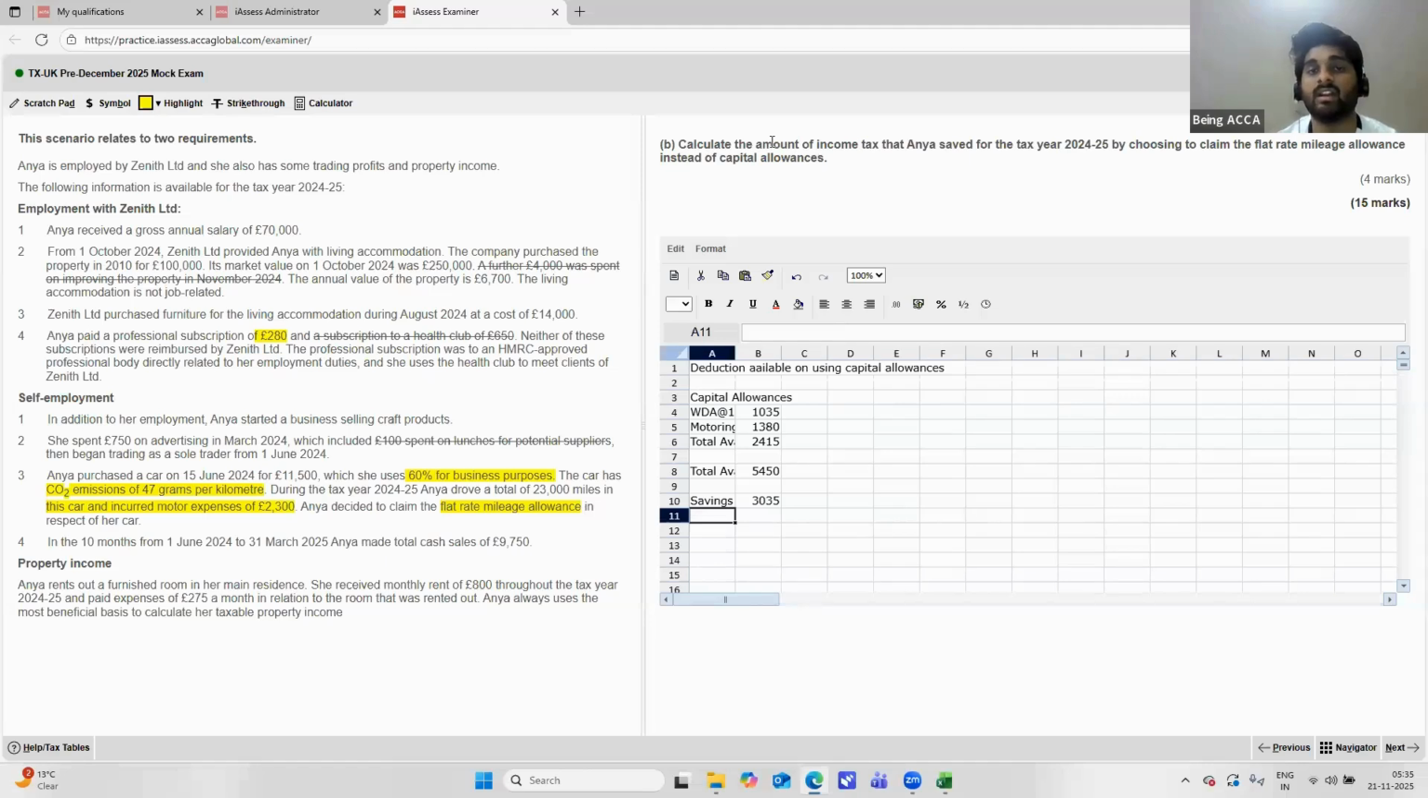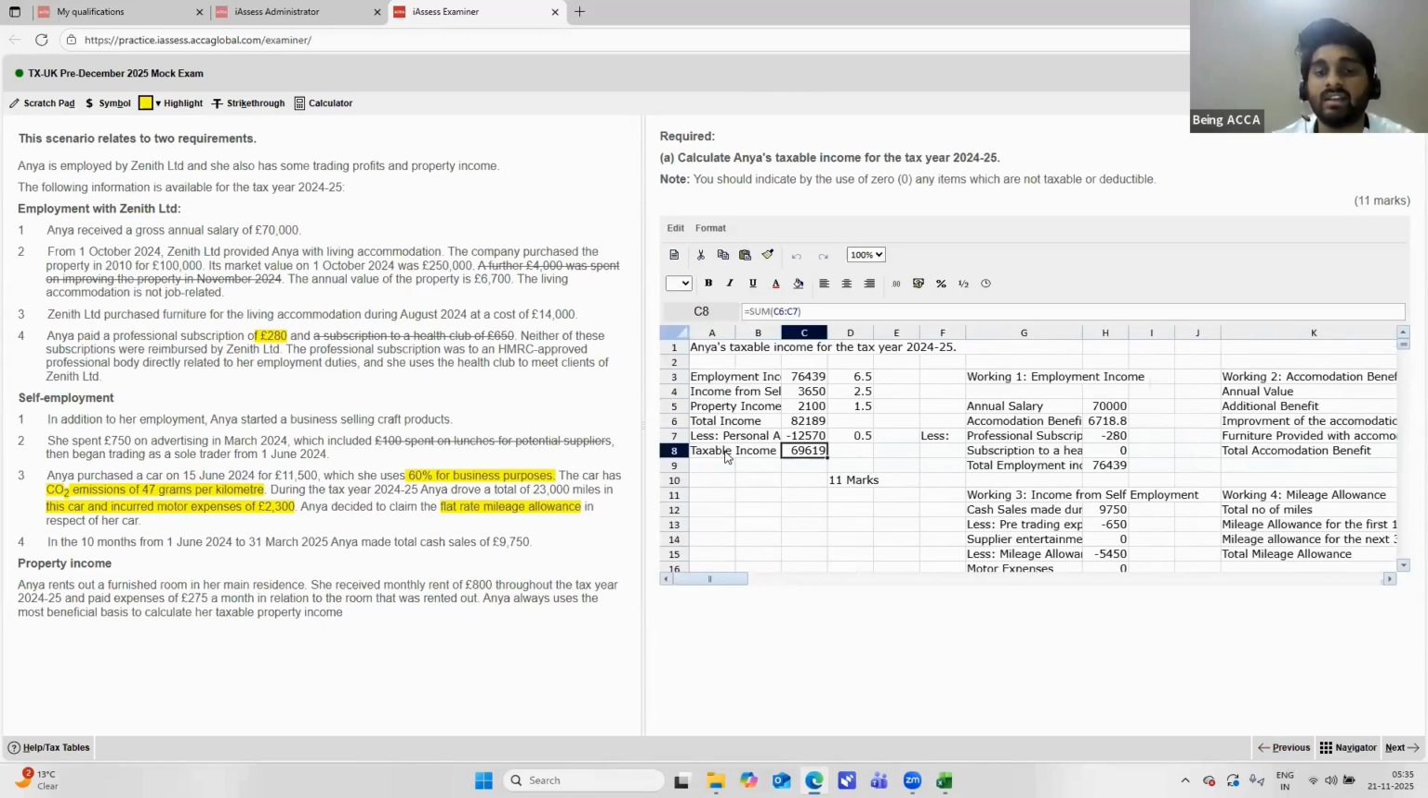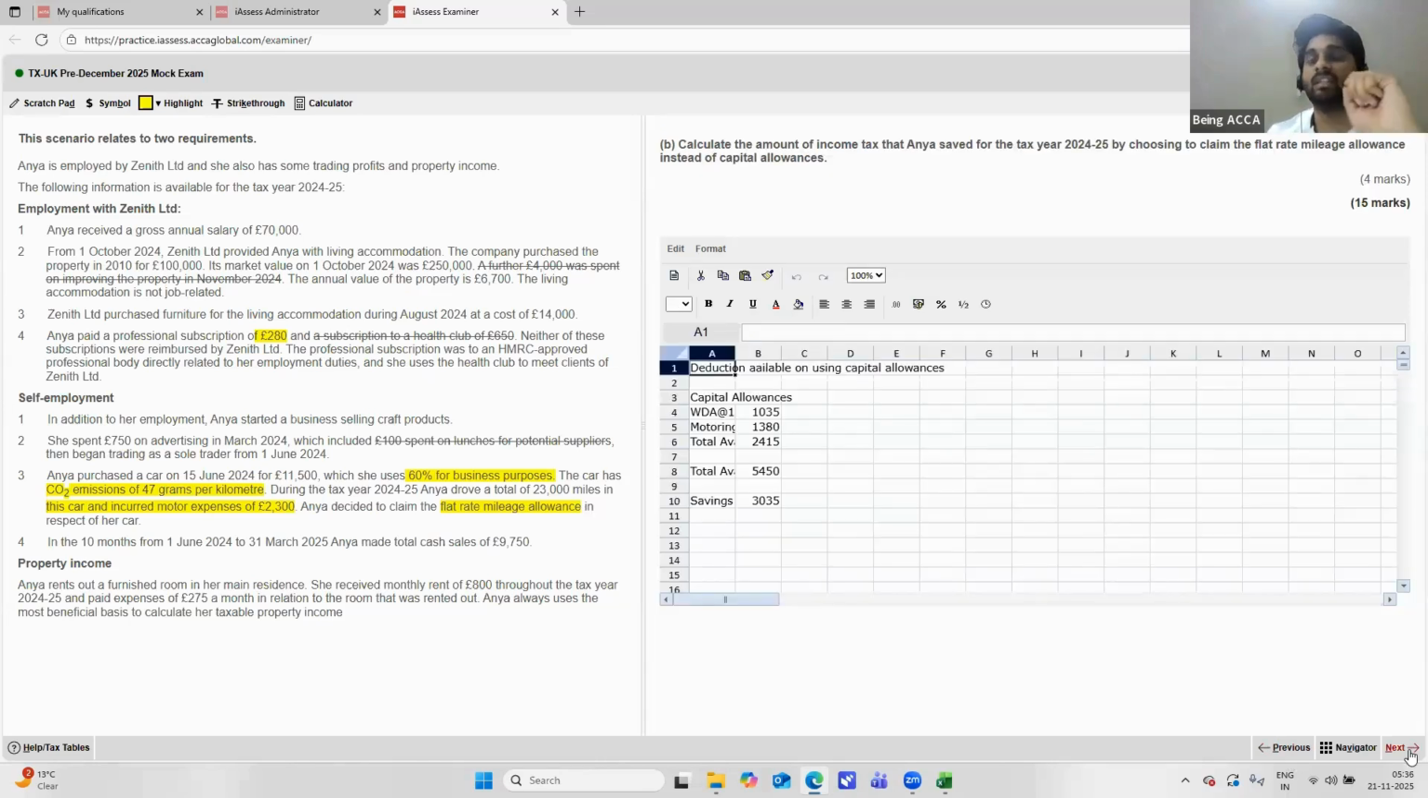Now what they're asking us for, they're asking for the amount of income tax that Anya saved. As we can see in the previous solution that we have done, Anya's taxable income is at 69,619, which means that she is a higher rate taxpayer. So that means this savings would have been actually normally taxed at 40%, but this is being saved. So that means tax savings would be equal to 3035 into 40%, 1214, and that is our answer.